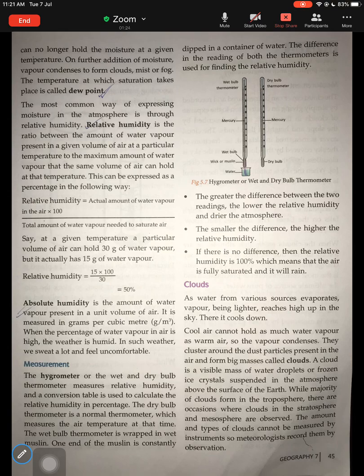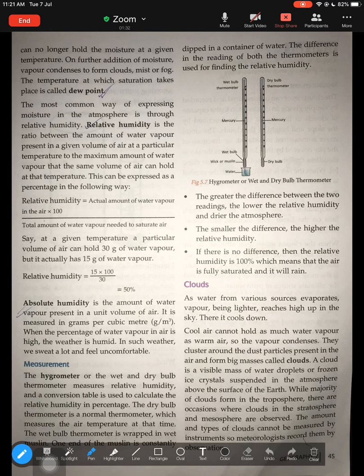This is a unit which you've already covered in the previous chapter, but I'll quickly review. So please underline: as water from various sources evaporates, vapor, being lighter, reaches high up in the sky, and there it cools down. So there are basically two important processes associated with the formation of clouds: the process of evaporation followed by condensation. So this leads to the formation of clouds.